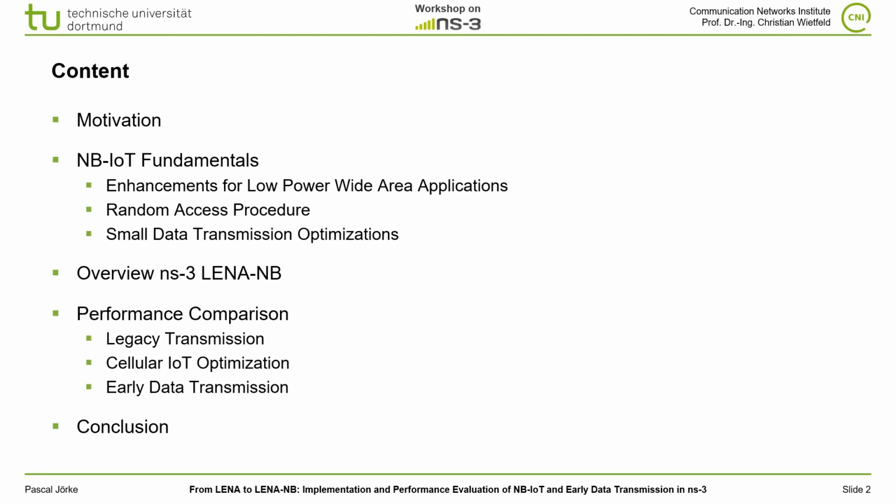This talk is organized as follows. I will start with a short motivation on the scalability of IoT networks and then explain some NB-IoT fundamentals for better understanding of the following results. For our performance analysis, we have implemented the NB-IoT technology in ns-3, which is why I will give a short overview of the implementation, which is then followed by the performance comparison of the legacy transmission mode, Cellular-IoT optimization mode, and early data transmission, which has been introduced in 3GPP release 15. And finally, this talk will be concluded.